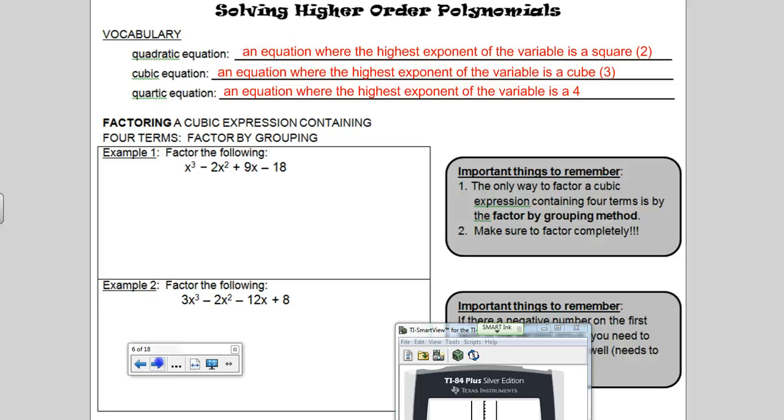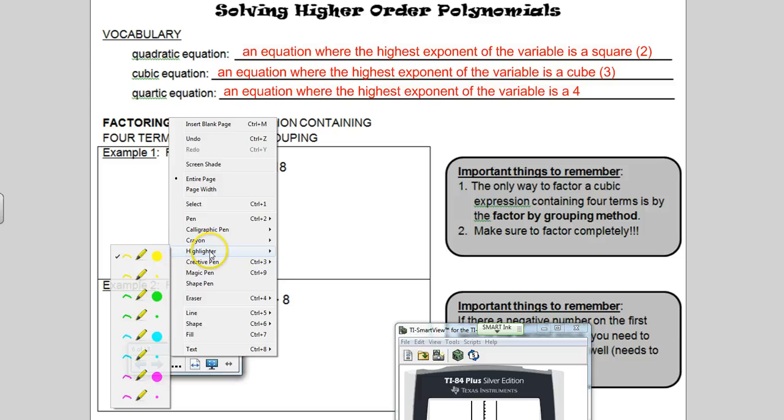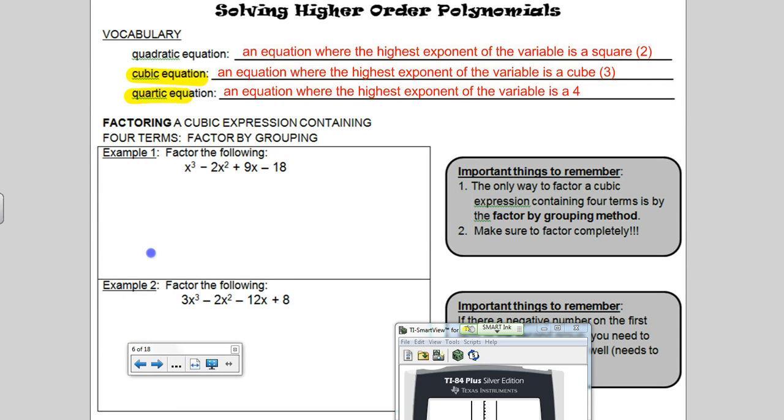Okay, so in order to learn how to solve the cubics and the quartics, these are what we're going to focus on today. In order to solve these, first you have to know how to factor a cubic. Well, factoring a cubic is no different than when I showed you the AC method to factoring trinomials that begin with a front number other than 1. So in order to factor these, we are going to do it by the factor by grouping method.